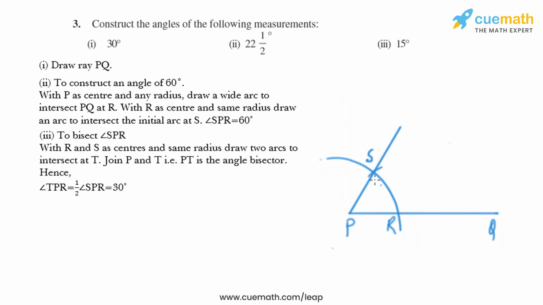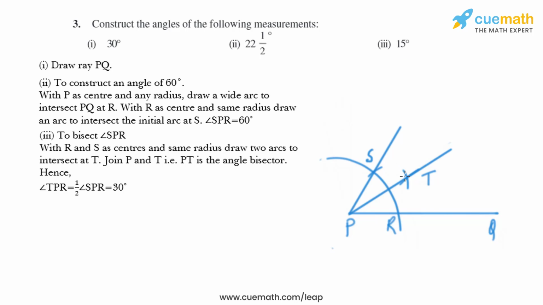Now we'll put the compass at S and we'll take the radius more than half of SR and we will draw an arc like this. Then we'll put the compass at R and we will draw another arc that intersects this arc and we will name this point as T. Then we need to join P and T. So we have got angle TPR that equals 30 degrees.